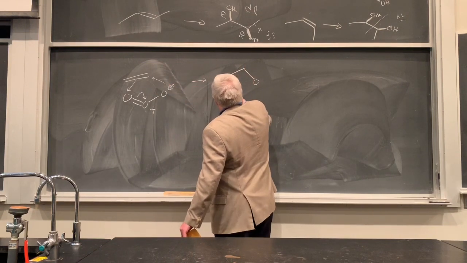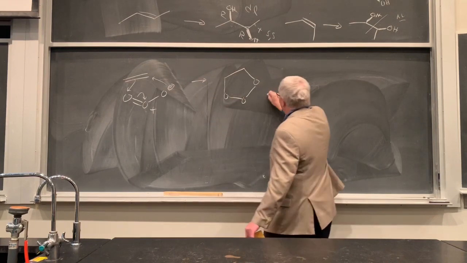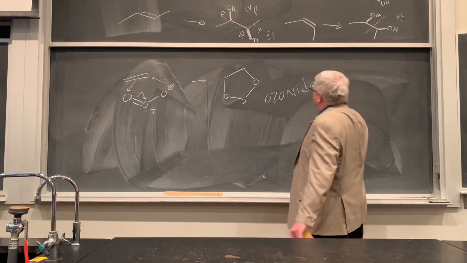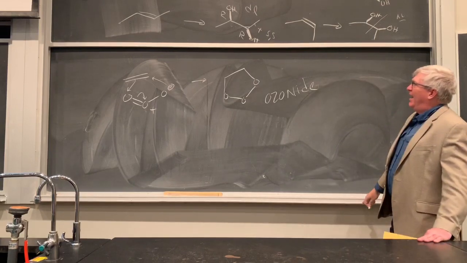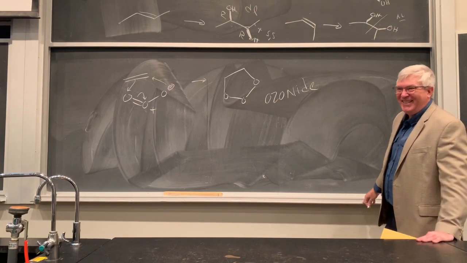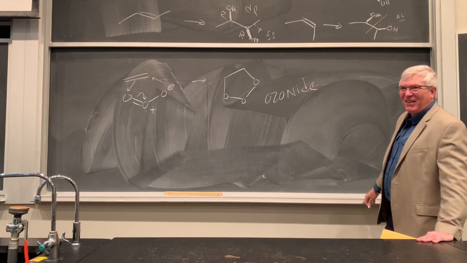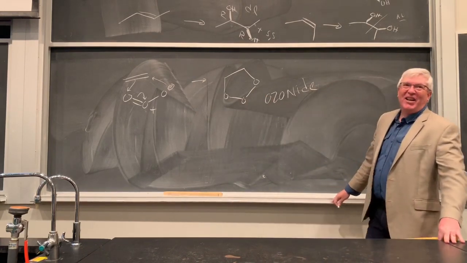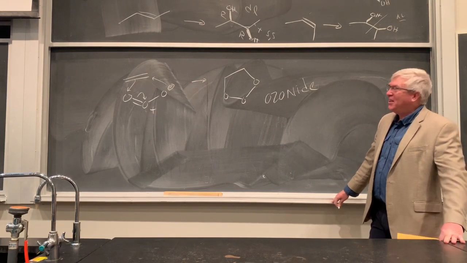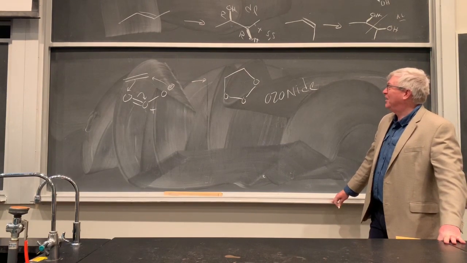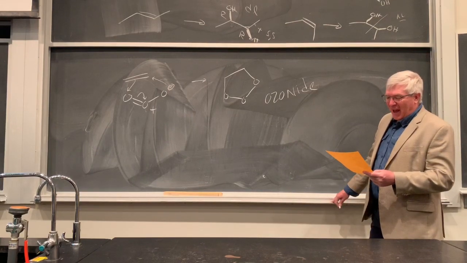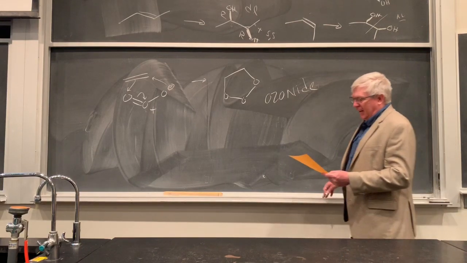Let's just add that. And what do we get? We get this 5-membered ring called the ozonide. The ozonide is a dangerous material. It's a trioxide. These oxygen-oxygen bonds are very weak. It's actually a detonation hazard. It can actually explode under certain conditions. So the next thing is actually breaking up that material.